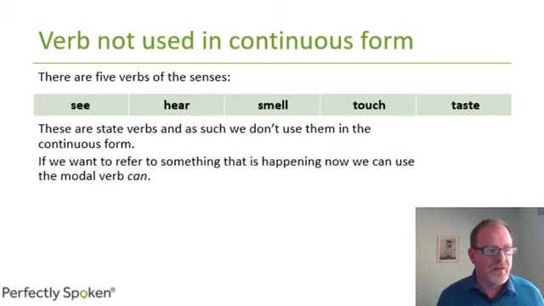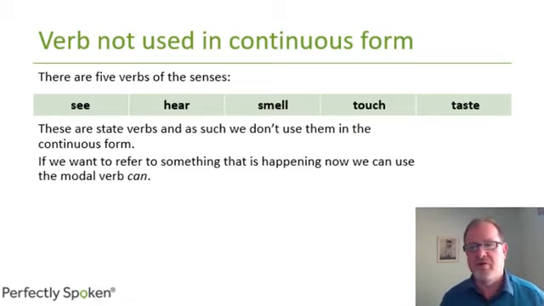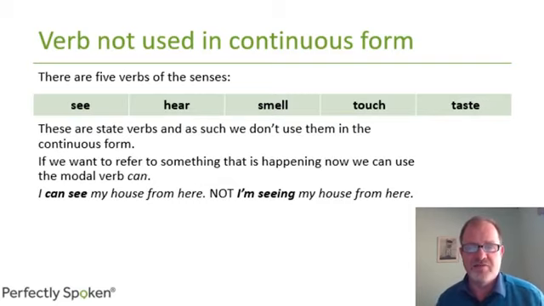So if we want to refer to something that's happening now, normally you would use which tense? Well, the present continuous. I'm playing football, I'm watching TV, an answer to the question, what are you doing, etc. Of course, with these verbs, we can't do that. So what we do is we use the modal verb can. So here's an example. I can see my house from here. Okay, there used to be an old joke I used to tell when I was at school. I'm not going into that, but anyway, I can see my house from here, as opposed to I'm seeing my house from here, which is not possible.